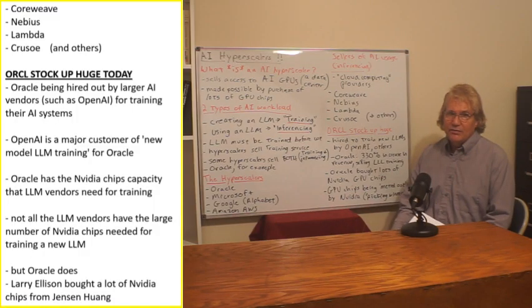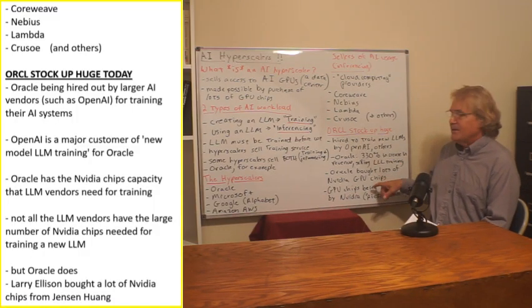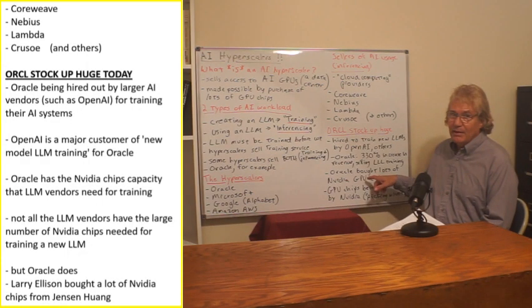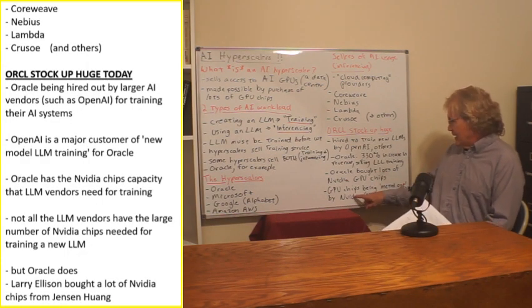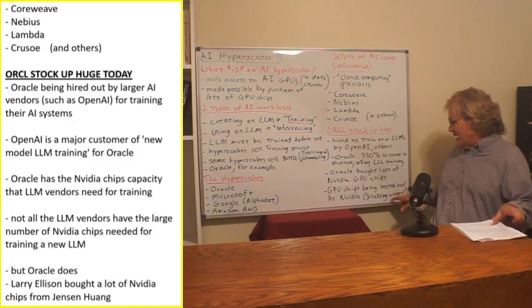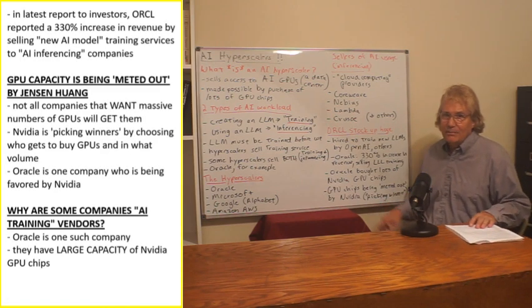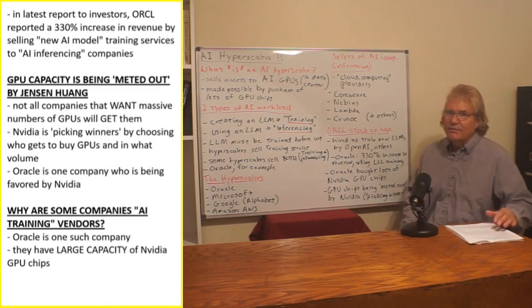They bought lots of GPU chips. They're selling training services to companies like OpenAI. Their revenue has increased, and the stock price has just gone bonkers. GPU chips are being meted out by NVIDIA. Meted out means they're being selectively sold.